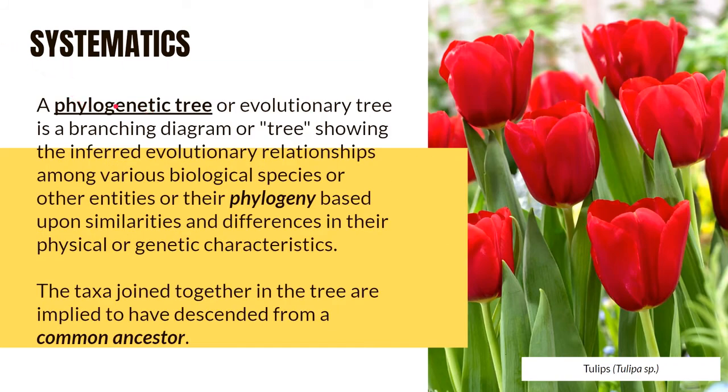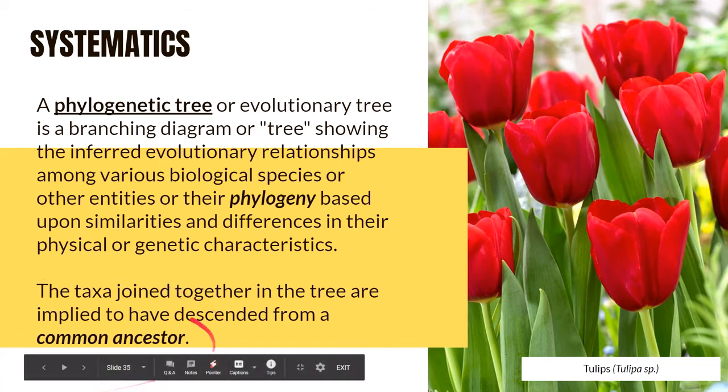A phylogenetic tree or evolutionary tree is a branching diagram or tree showing the inferred evolutionary relationships among biological species, based on their phylogeny. So those are the similarities and differences in their characteristics. What's important here is the joining of taxa, or groups, in the tree based on their common ancestor. This shows us how they are related and how they evolved from each other.